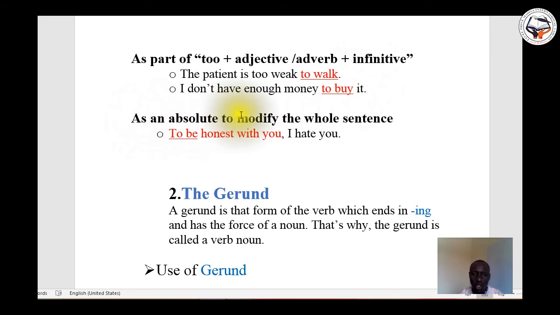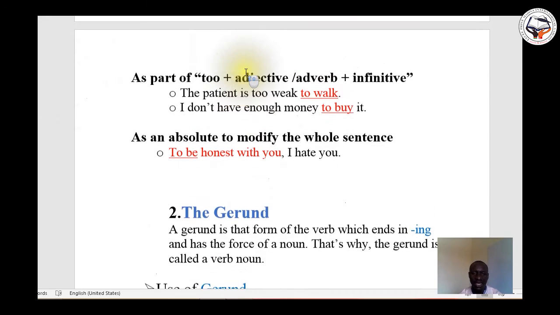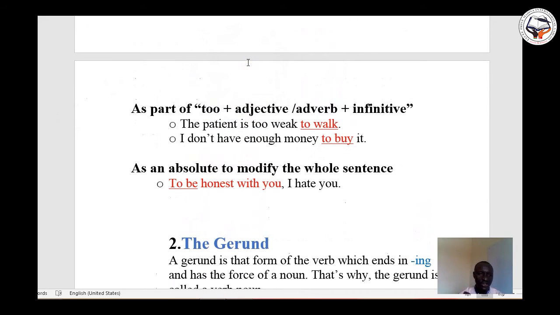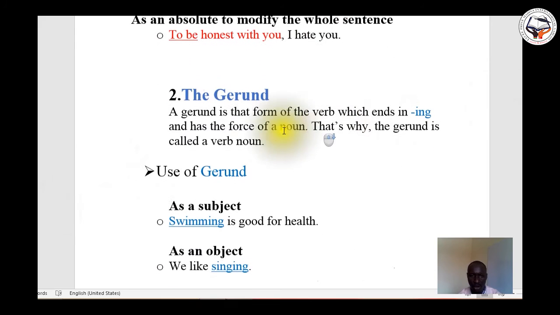Okay, as an absolute element to modify the whole sentence. To be honest with you, I hate you. To be here is an absolute element to modify the whole sentence. All right, so we are finished with to plus infinitive. We'll go ahead quickly with the gerund.